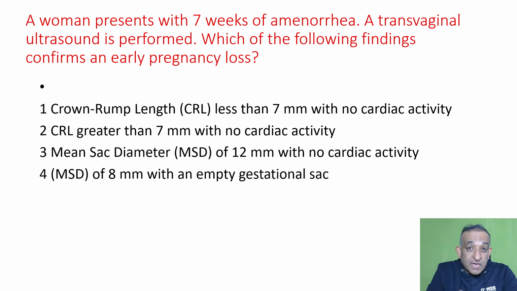Now, there is another criteria, that is if the gestational sac is more than 25 millimeters big and you cannot see a fetal pole or a cardiac activity, then we say that is also a non-viable pregnancy. All right. So the answer to this question is B or 2, what is given here. CRL greater than 7 millimeters with no cardiac activity.